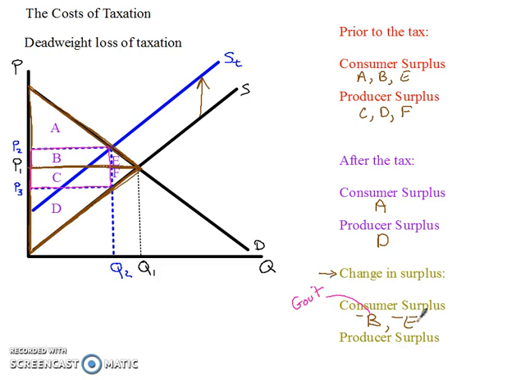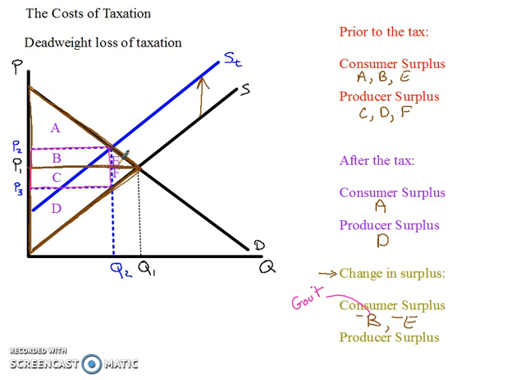Where did area E go? Well, area E, I'm going to say that area E went nowhere, right? Because from Q2 to Q1, these units from Q2 to Q1, the consumer used to buy those and they used to get happiness from it. The happiness that they got on their demand curve was above the price that they had to pay. So area E is happiness the consumer used to get from consuming from Q2 to Q1, and now it doesn't happen anymore.